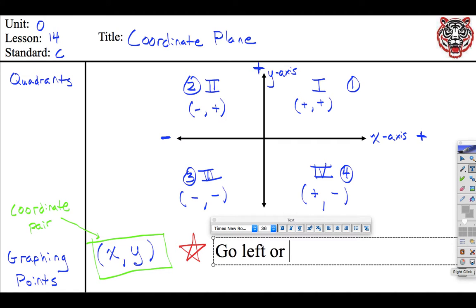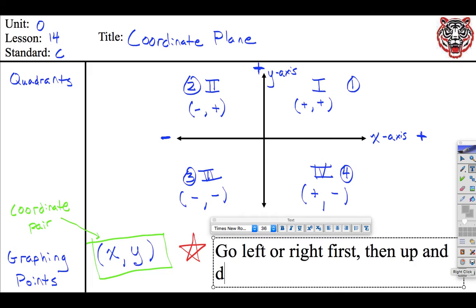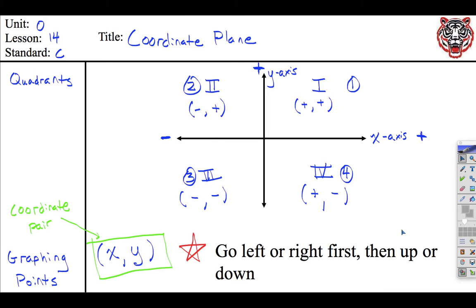Go left or right first, then up or down, I should say. Essentially, you graph the y after you graph the x. So I'm going to first go left or right. That's the x-coordinate, and I can label that up here. Left or right, that's the x-coordinate for this part. And then up or down, that's the y-coordinate.